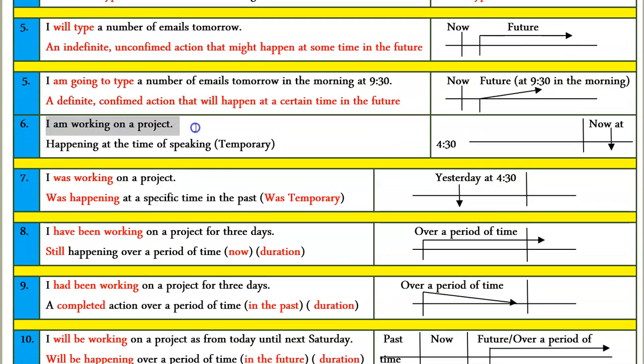I'm working on a project, present continuous, temporary, happening at the time of speaking. Right now, what time is it? It's 5:35 here in Amman, Jordan.